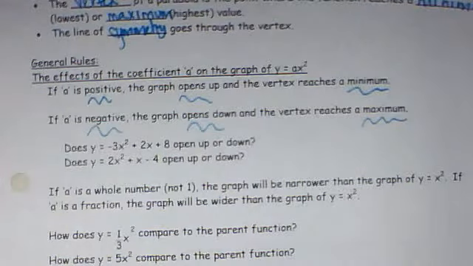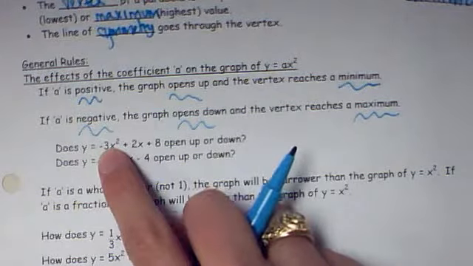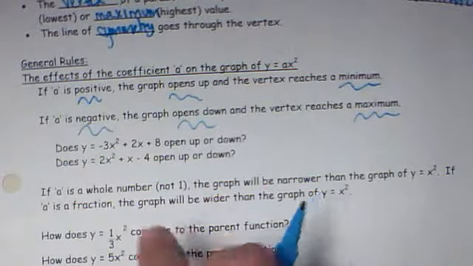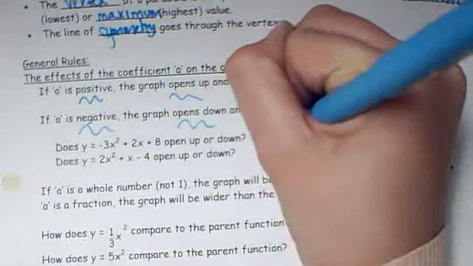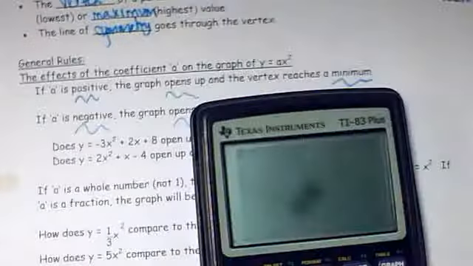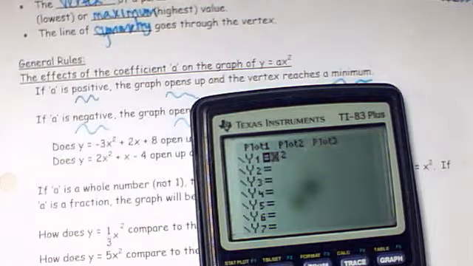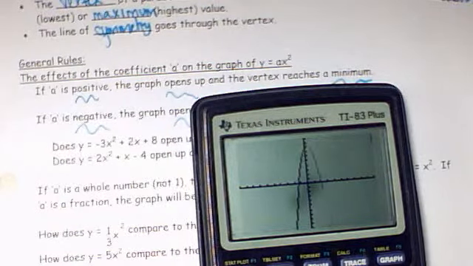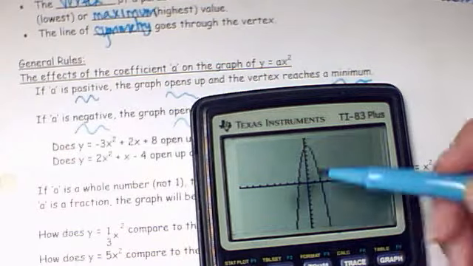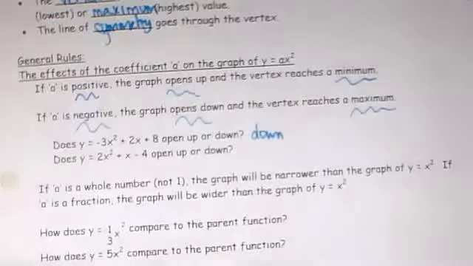So on this first one, our A is -3. Since A is negative, we're going to expect it to open down. Let's go ahead and double check that in our calculator. So go to y equals and put in -3x squared plus 2x plus 8. And as you can see, that one opens down. The opening is pointing towards the bottom. That's what I mean by opens down.